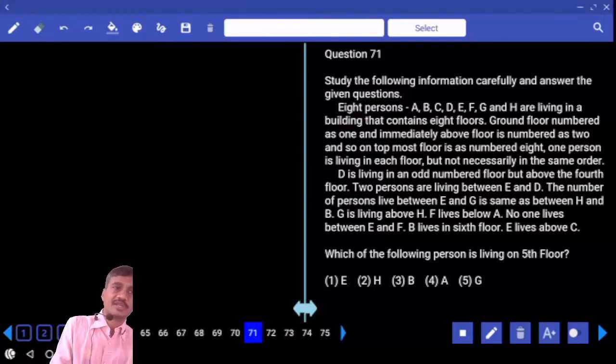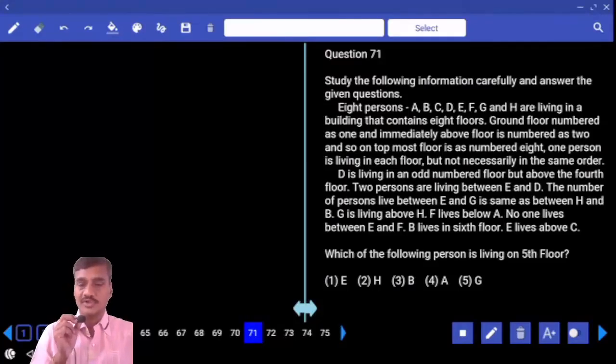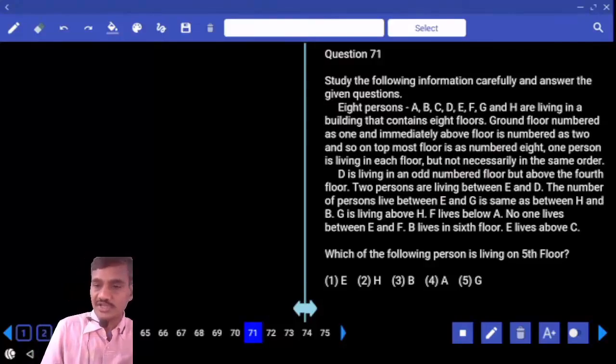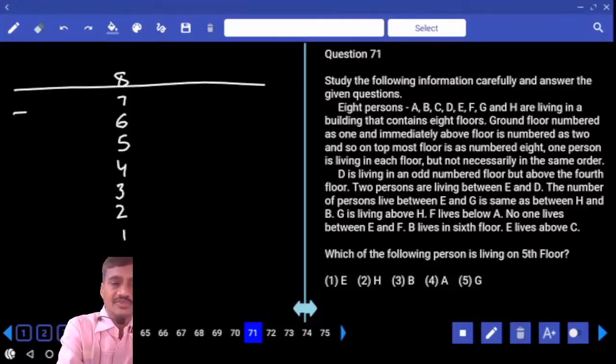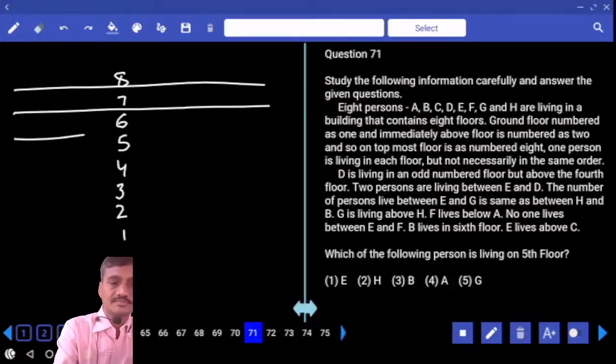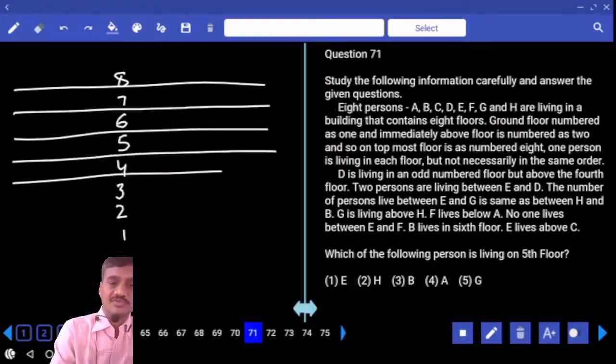because no other parameter is added to this one, just a floor number is given, and we need to arrange. Now we need to find out the persons who are staying on each of these floors. Altogether, how many floors do we have? 8 floors: 8, 7, 6, 5, 4, 3, 2 and 1. 8 persons are staying on these 8 different floors.